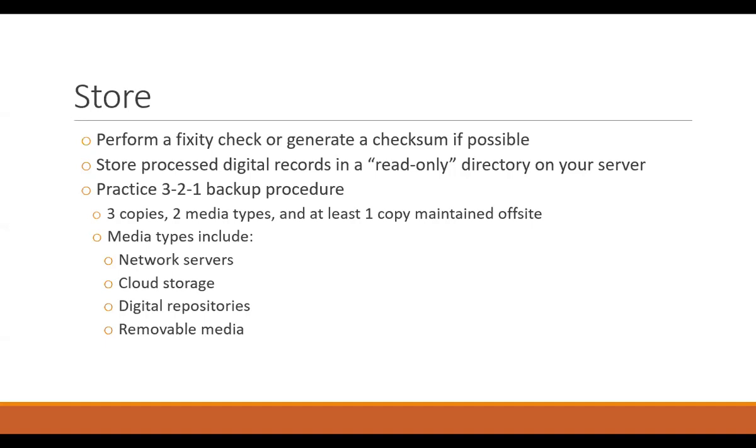One basic way to store and protect your data is to store in a read-only directory on your server and to practice a 3-2-1 backup procedure. So this means that you have 3 copies of your data on 2 media types with at least 1 copy maintained offsite. So for example, you can have 1 copy of your records on your local server that is backed up regularly to a backup server, and then have a 3rd backup in cloud storage or on a tape backup drive. But even better, you can have your backup server in a different building than your main server.